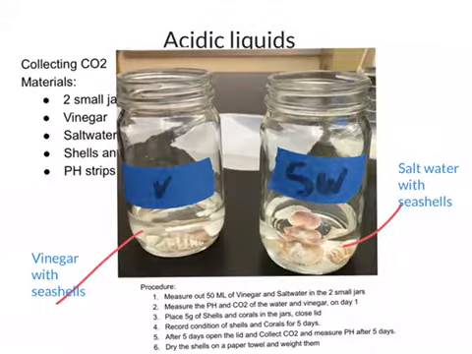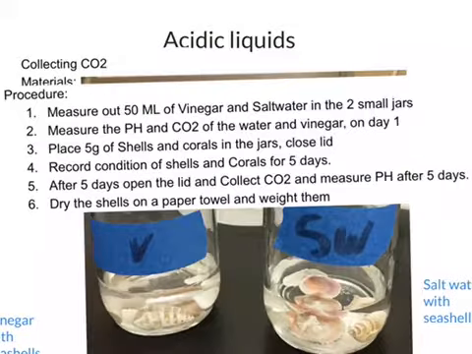In this experiment, I compared the liquids that the shells were kept in and their conditions after 5 days. Container 1 consisted of 50 milliliters of vinegar, which had the pH of 3, and 5 grams of seashells. Container 2 consisted of 50 milliliters of salt water, which had the pH of 6.5, and 5 grams of shells.